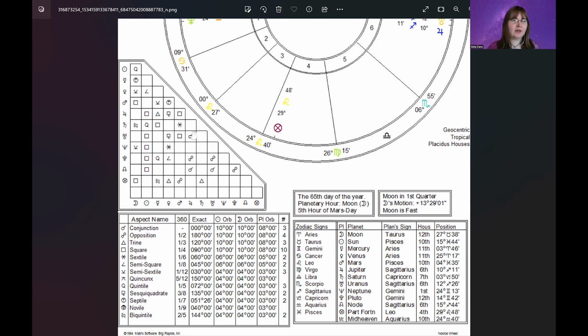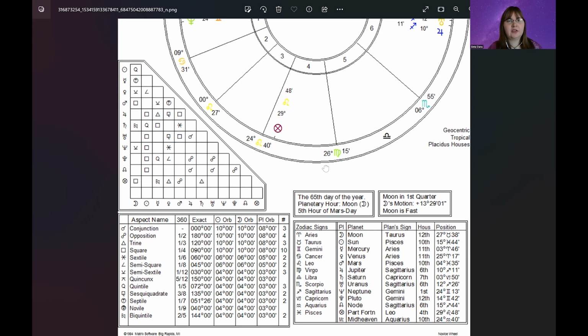For instance, if you want to know the aspects of the moon, you would go to the moon symbol here. Then you'd see that it's square the Part of Fortune. It's semi-sextile Neptune, biquintile Saturn, square Mars, and semi-sextile Venus. This is a septile to Mercury and a quintile to the sun. So you can see here all the different aspects in this chart.